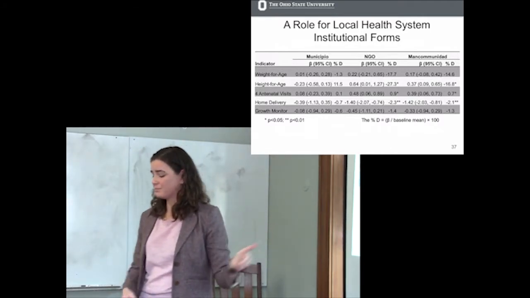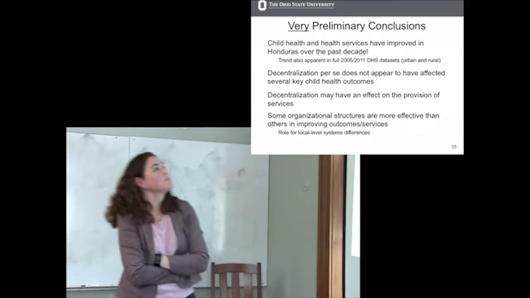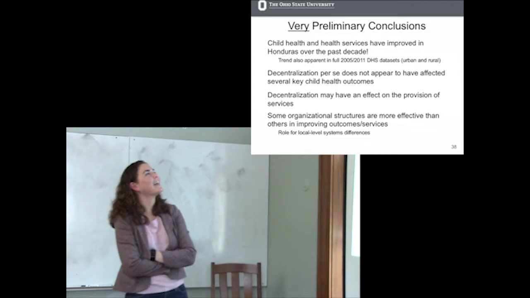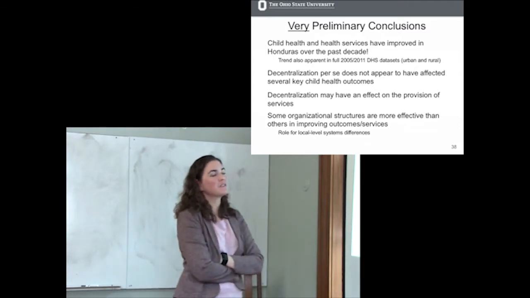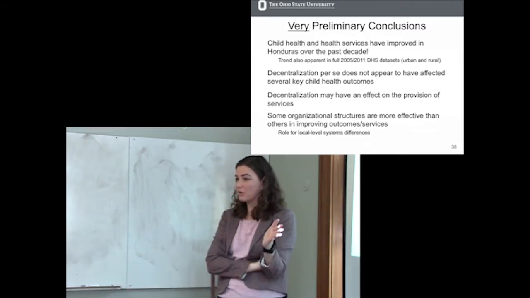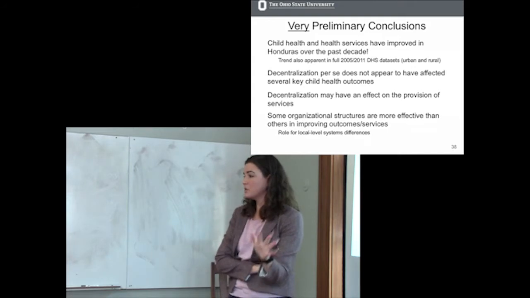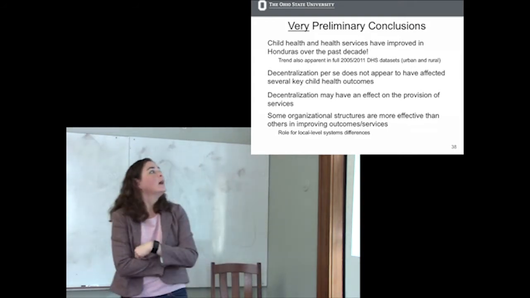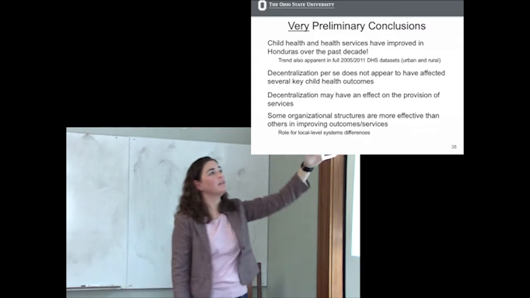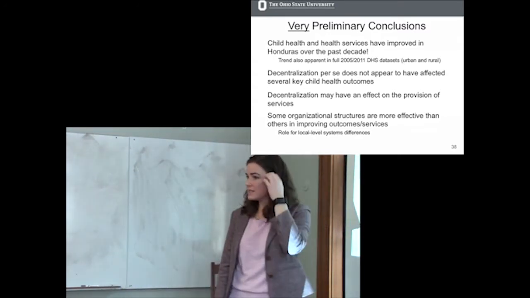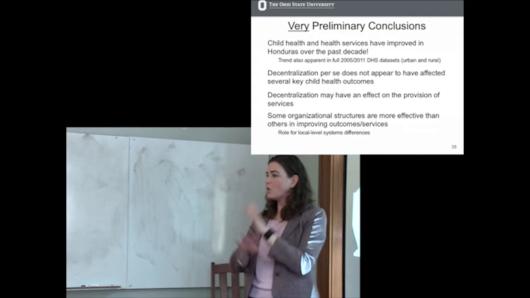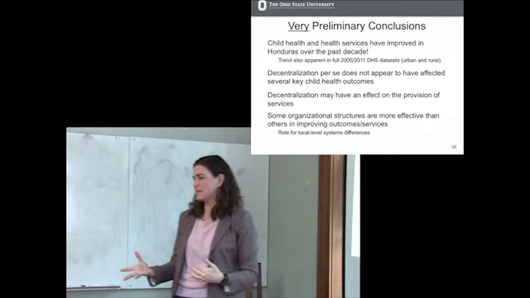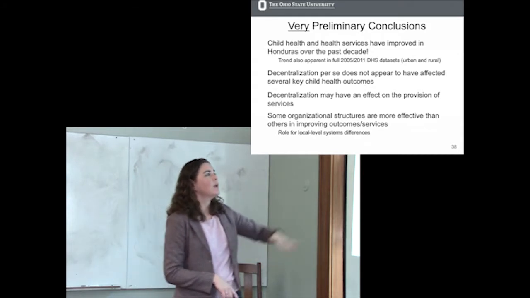So next steps. My very preliminary conclusion is that child health and health services improved over the decades that we've been looking at. That's clear. Honduras has made some really great gains in providing for the population. This trend is actually apparent in the full DHS data sets too, so if you look at everything across the whole country, urban, rural, all of it, you see these trends. So it's not just in our data set, it's the whole of Honduras.